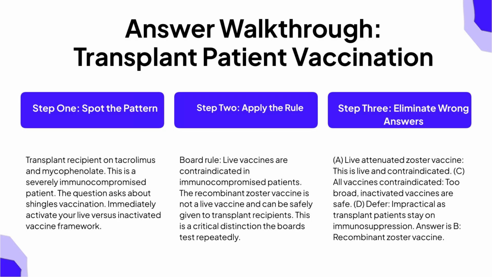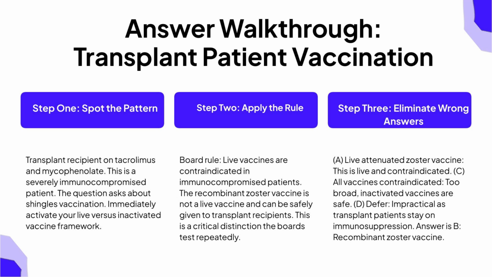Here is the answer walkthrough. Step 1, spot the pattern. We have a transplant recipient on immunosuppression. This immediately tells us we are dealing with a live versus inactivated vaccine question. Step 2, apply the rule. The recombinant zoster vaccine is an inactivated recombinant adjuvanted vaccine. It is not live, therefore it is safe to give to immunocompromised patients.